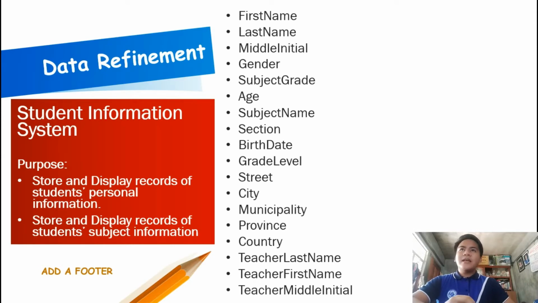Now, I'm done already with the field definition principle, which is the last step in the data definition. For the second phase of database planning and design, which is the data refinement, we are now going to identify kung saang table natin ilalagay itong mga field names natin. But before that, we need to identify kung ano yung mga table na kailangan natin for our database based on the purpose of our database.